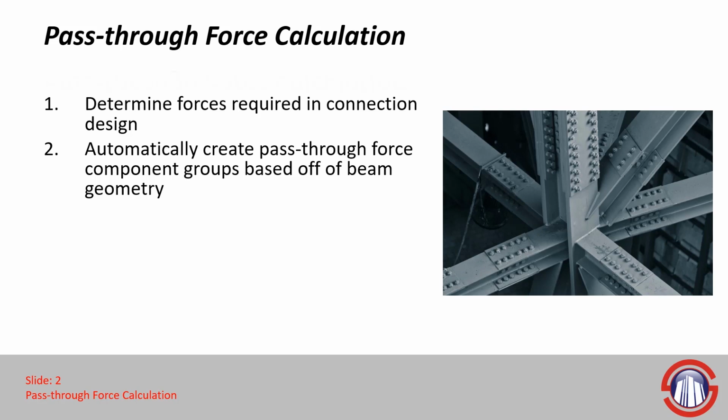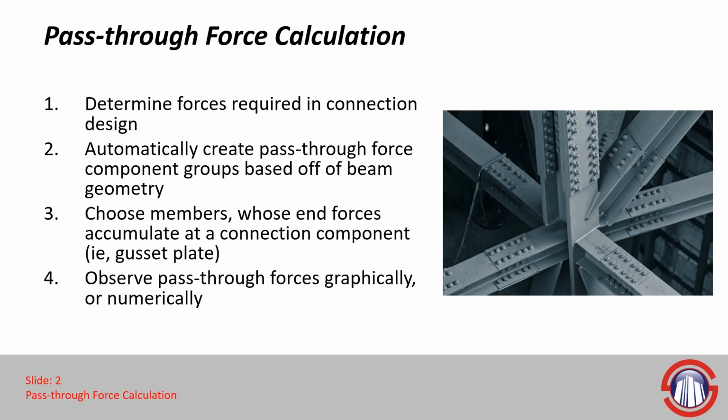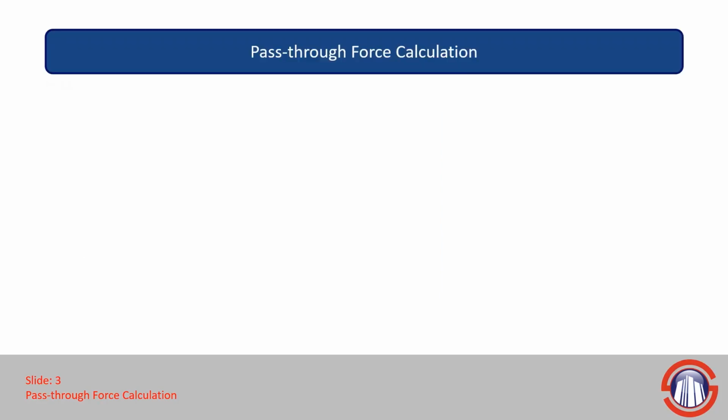We're also going to look at situations where you might want to group certain members that contribute to a force at a joint, a connection component essentially, like a gusset plate, and then you can tabulate those forces and sum them up and review them afterwards. We're also going to look at how you can view this information once you obtain all your connection design forces, viewing them graphically or numerically.